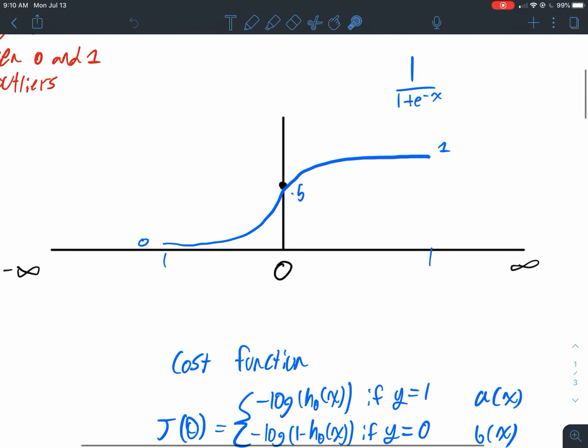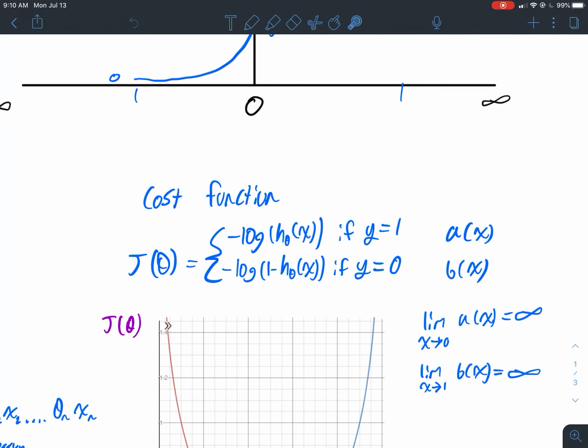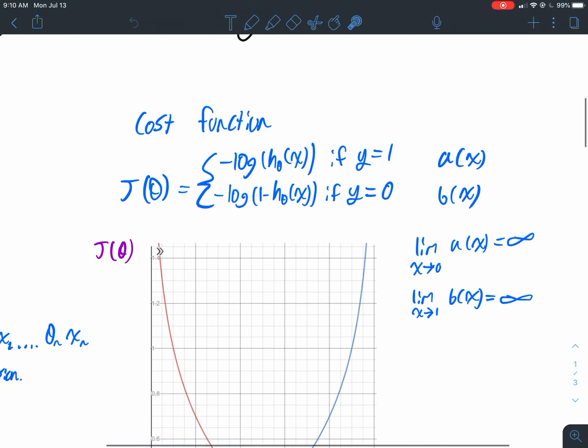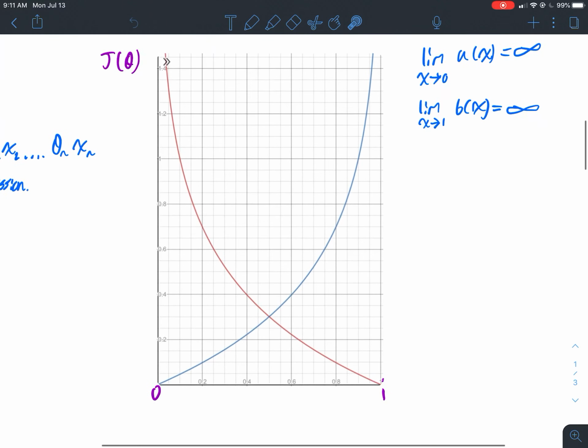So what's our cost function here? Well, our cost function is actually two functions in one. If our example is positive, we say that our cost function is negative log h of x. But if it is negative, we say it's negative log 1 minus h of x. And the reason we do this is I plotted these two curves right here. This first curve would be if the example is positive.